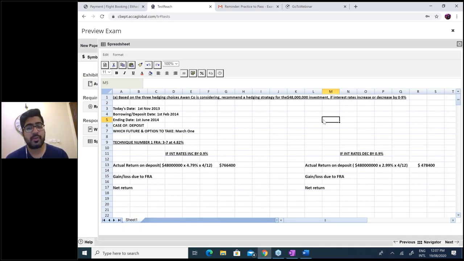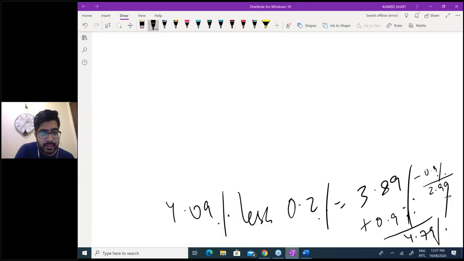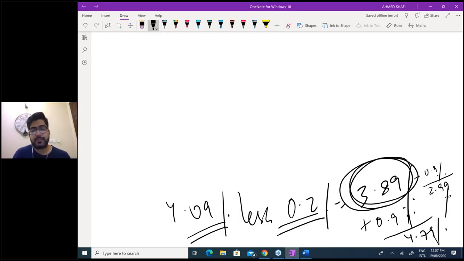I've calculated the actual return on deposit, which is easy. Take the amount, how much you are borrowing or depositing, 48 million, into the time period. For how long? 4 months. You are depositing from 1st Feb till 1st June, 4 months over 12 months. Then, what is the actual interest rate? It's clearly written in the question that you can invest at the interbank rate 4.09 less 20 basis points, 0.2. So you can invest at 3.89.